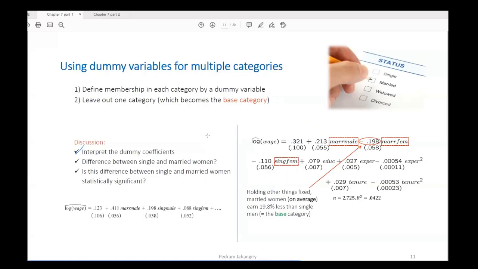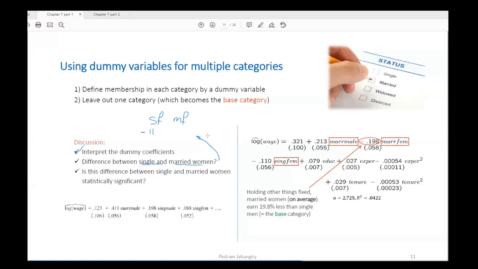Difference between single and married woman. So let's answer some questions. It says, what's the difference between single and married woman? So single female and married female. If I want to see the difference between single female and married female, do I have single female here? Yes. The coefficient is 11%.